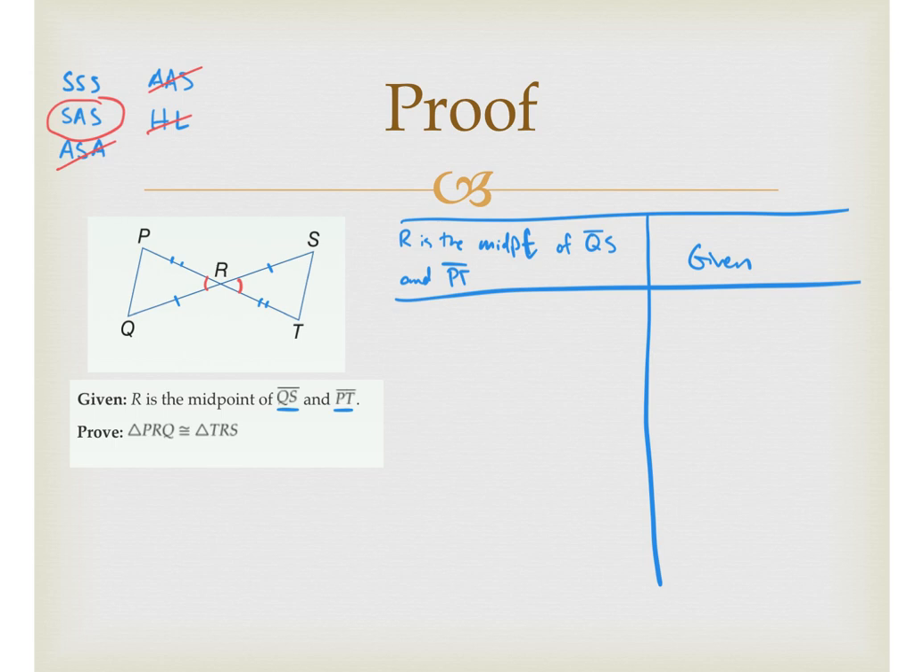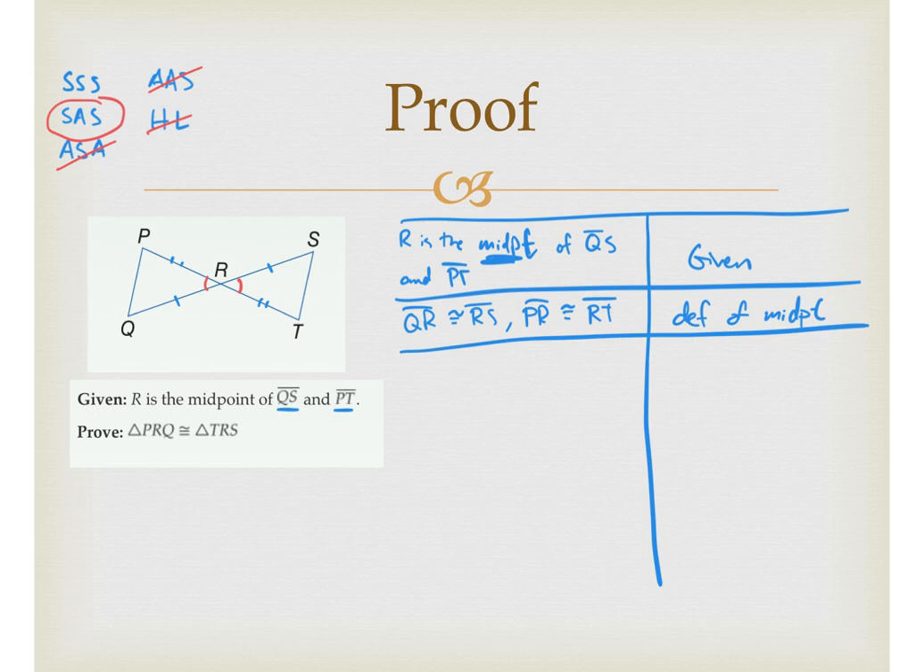Now, there may be times where you have multiple pieces of information. Totally fine. Make sure you find and say in your proof the exact order of the information you're using. That being said, I'm given a definition, so turning to my proof, let's use it. Because I have midpoints, I know that QR is congruent to RS, and I know that PR is congruent to RT. I know this because of the definition of midpoints.